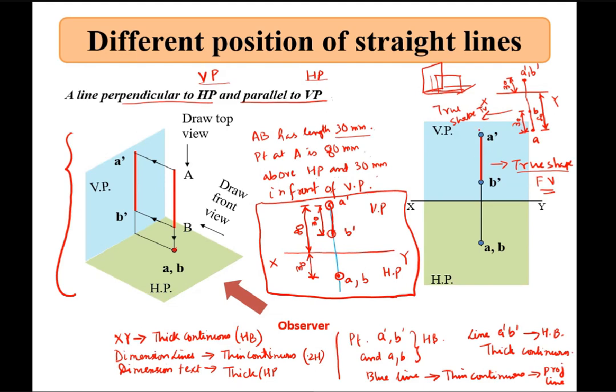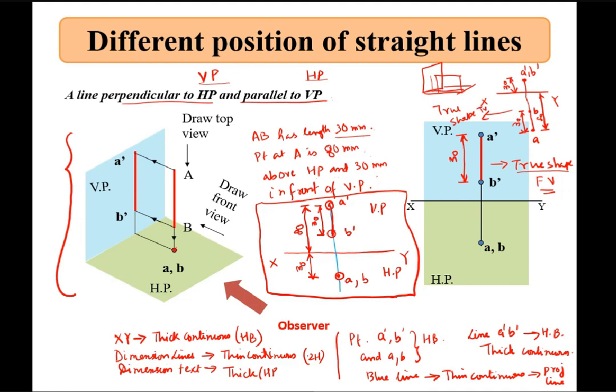In this case, when the straight line is perpendicular to HP and parallel to VP, you are getting the true length on the VP. Say AB is 30 mm, then you are going to get the complete length on the VP. So that is the true length. The concept of apparent length I'll come to later. First, know what is true length.